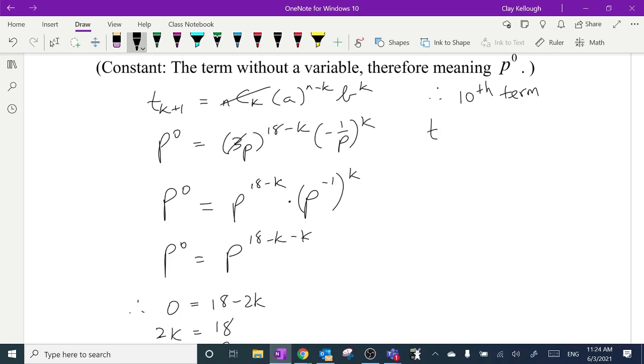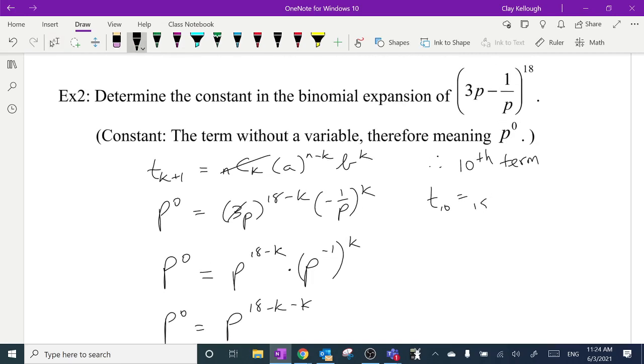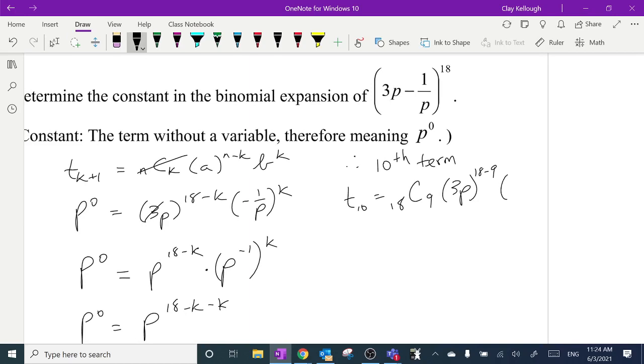And the 10th term, so t sub 10, is going to equal n, what was n again here? I've already forgotten what n is, 18. 18 choose k, which was 9, right? Times a to the 18 minus 9 times b to the 9.